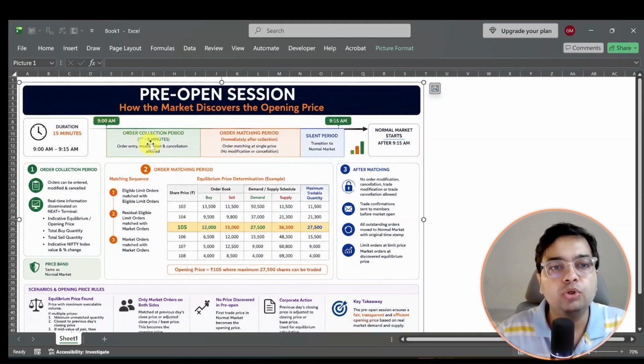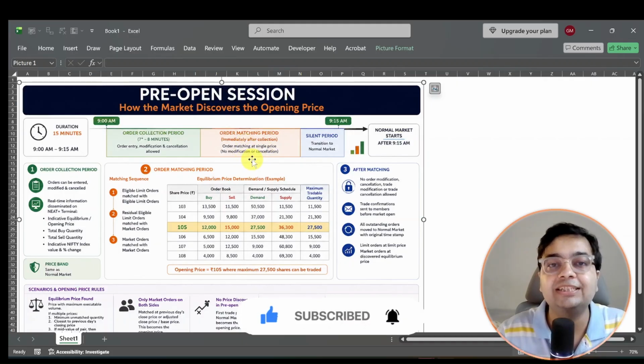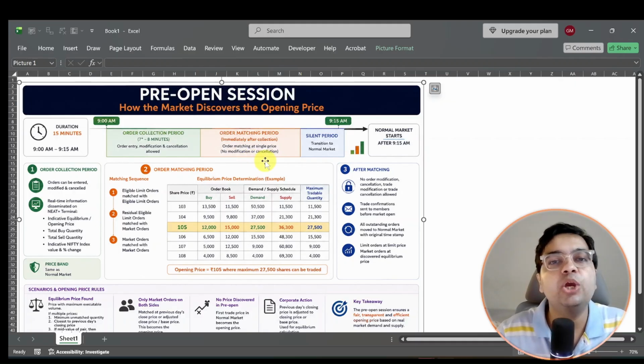Now, once a random closure happens between 7 to 8 minutes, the market transitions to the order matching period. In this stage, all the orders are arranged in a schedule called the demand and supply schedule. In that schedule, the orders are matched and a price point is identified where the maximum quantities can actually be traded. That price point is considered the equilibrium price, and it is referred to as the opening price for the day.